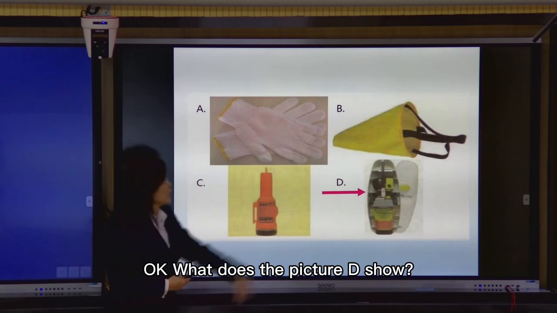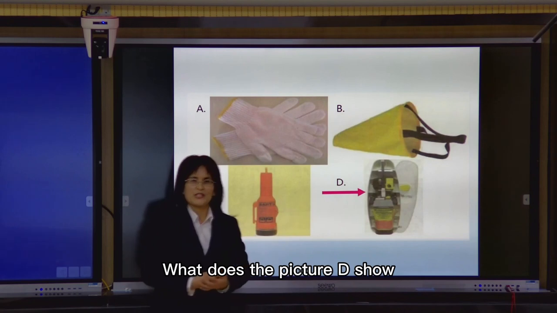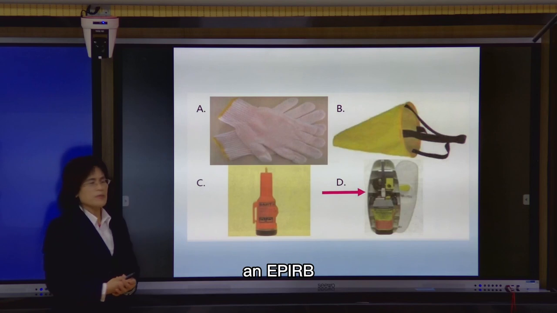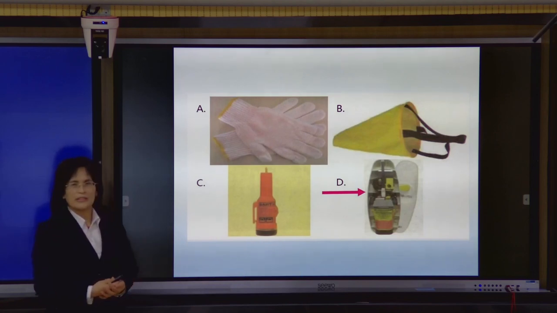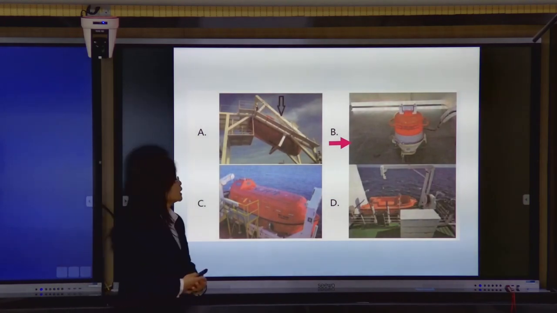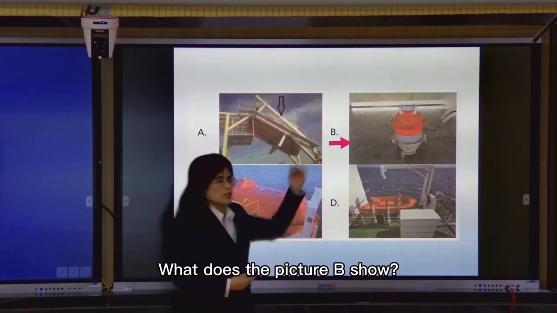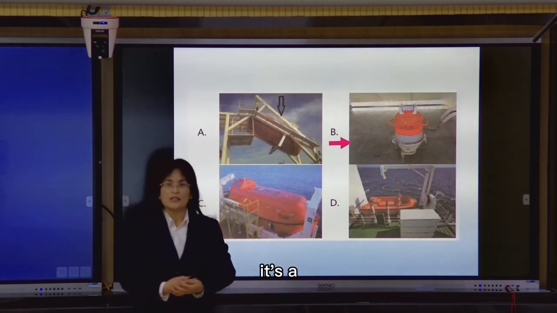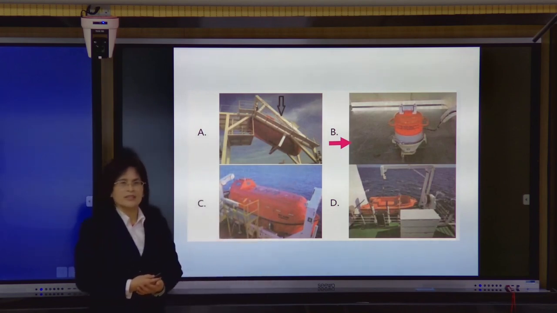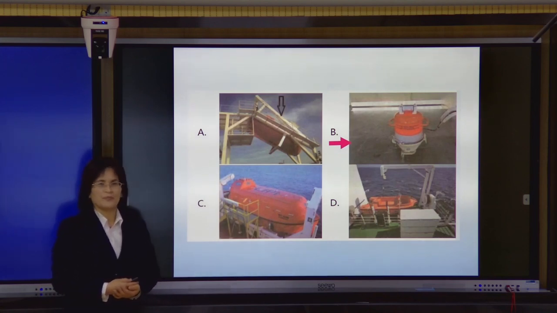Look here. What does picture D show? It's an imperb. Okay, look here. What does picture B show? It's a VDR. Okay, it's time to summarize.